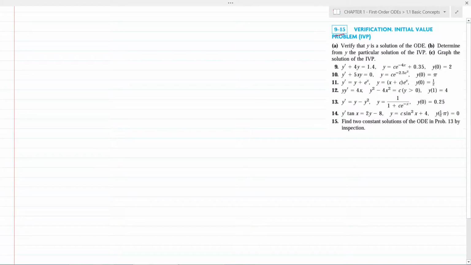For problems 9 to 15, we have to do three things in each problem. We have to verify that y is a solution of the ODE, meaning we have been given the general solution and we have to substitute it into the differential equation and see that it is a solution of the differential equation. Then we have been given an initial value condition and we have to substitute it into the general solution to get a particular solution. Then we have to graph the solution of the initial value problem.